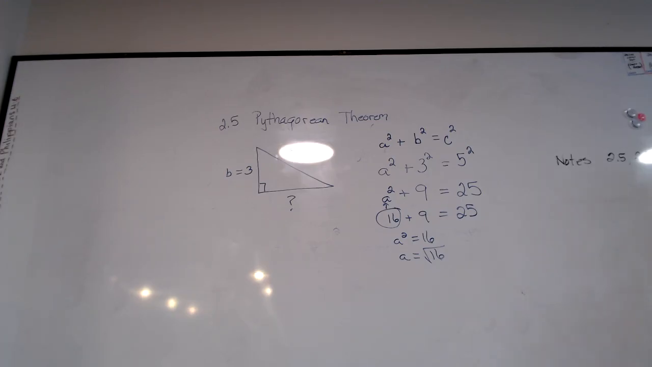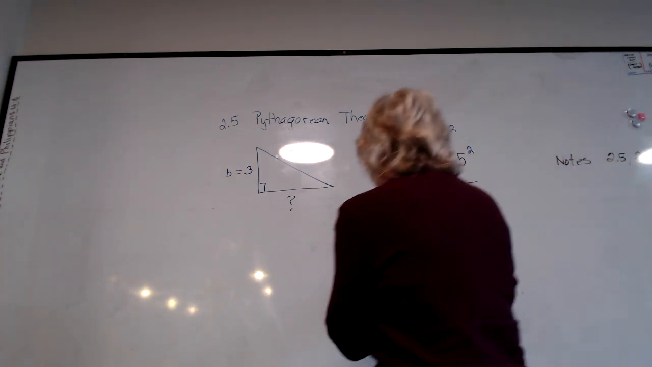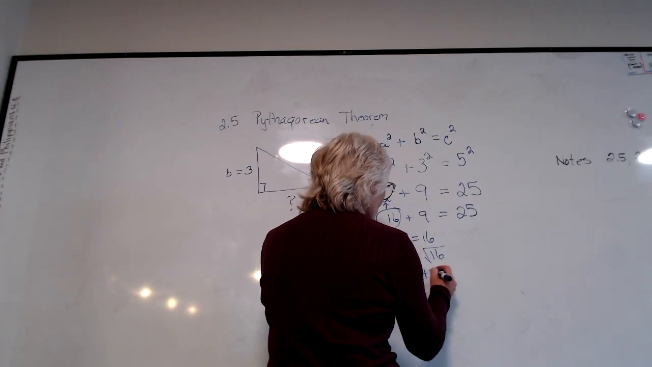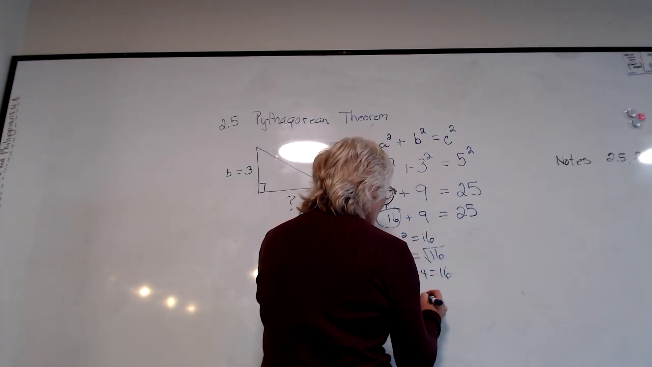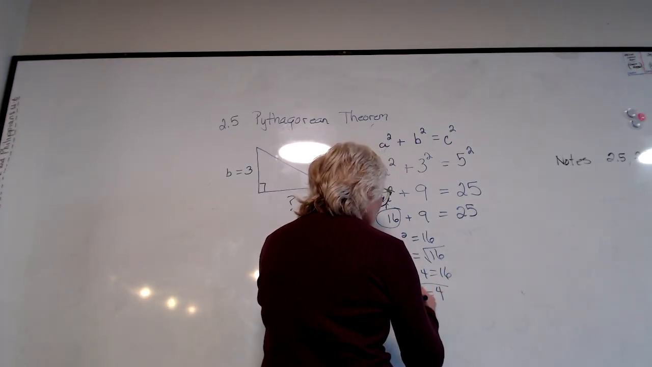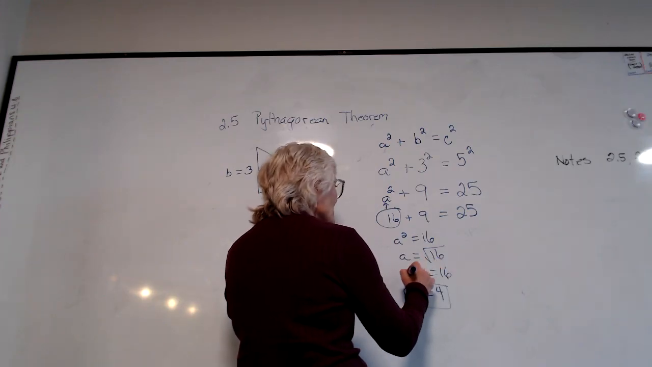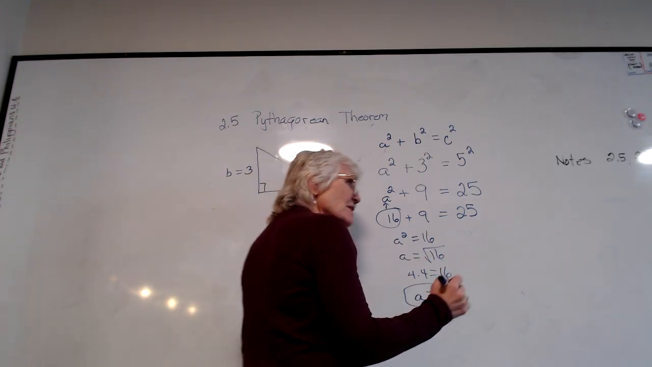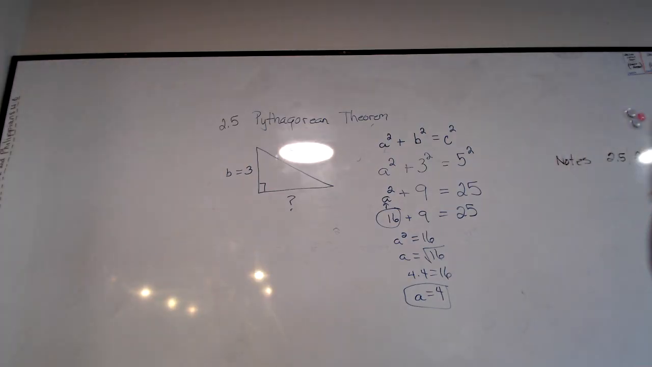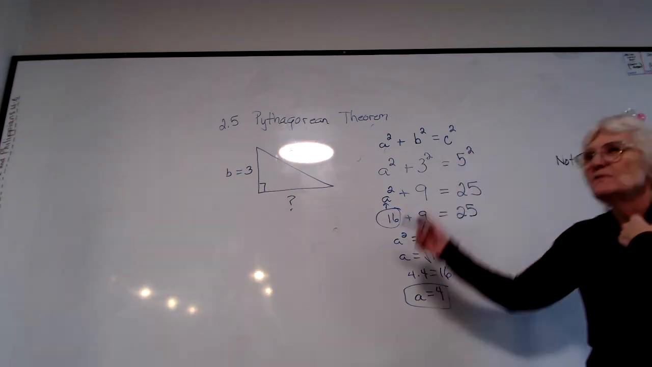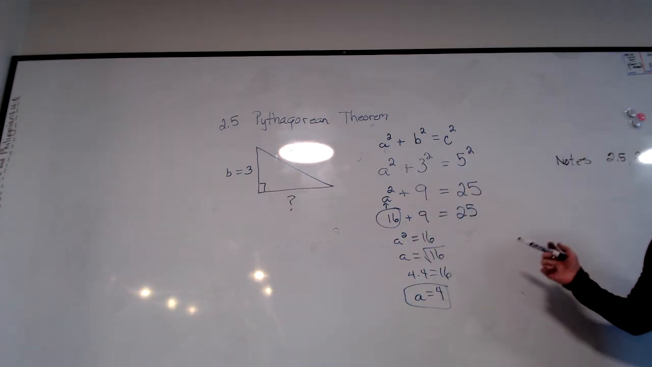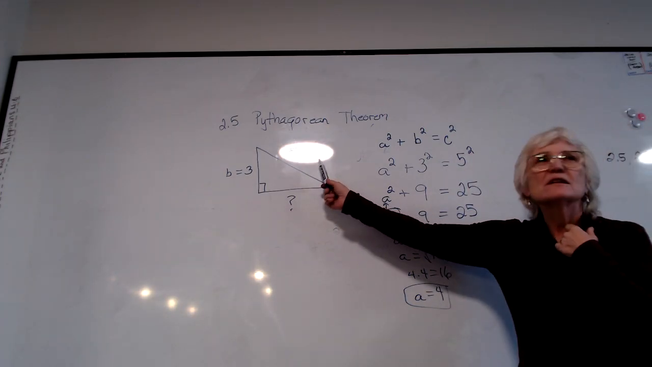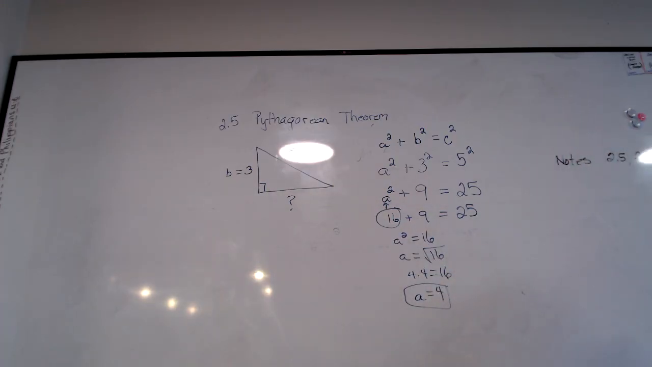Okay, Brownson. A is 4, because 4 times 4 equals 16, so A has to be 4. Because what we're looking for is, what did I square to get 16? And it was 4. Okay, so this is a little bit of a different problem. You again need to make sure you identify correctly. If you're given the hypotenuse, it has to go in as C.